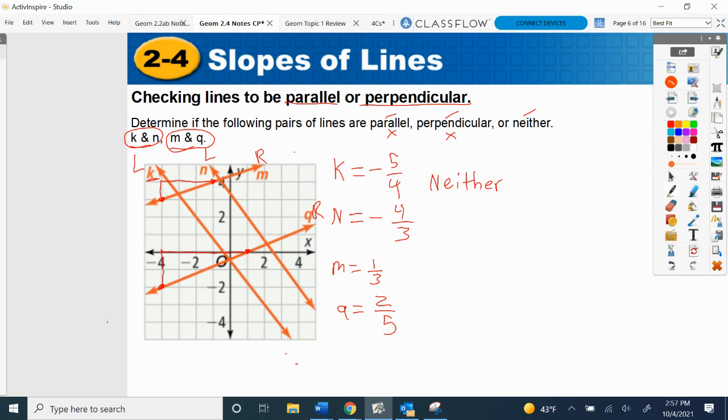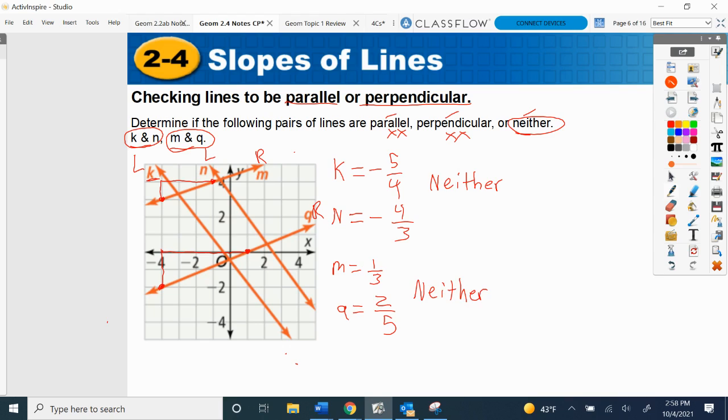Okay, so looking at those, go back to our rules here. The slopes are not the same, so they're not parallel. They also do not meet the definition of perpendicular. And so it looks like we're left with this again. All right, so lines M and Q are not parallel, they're not perpendicular, so we're going to label these as neither.